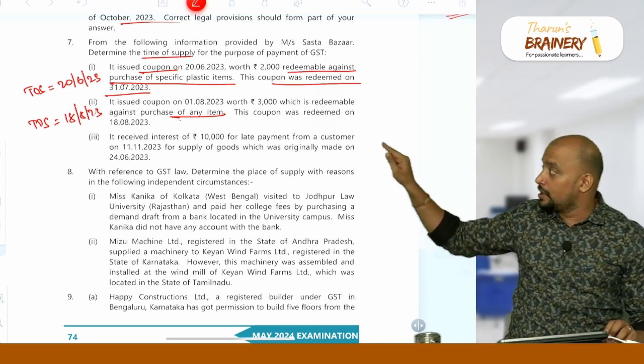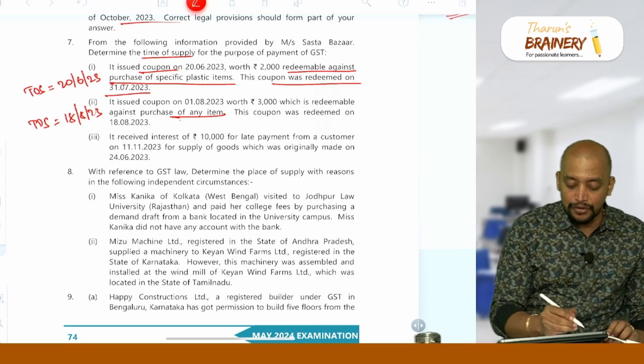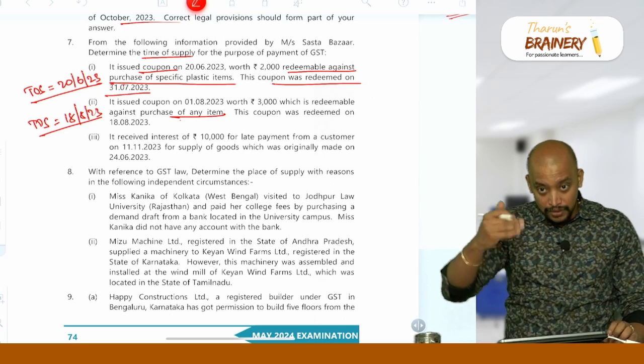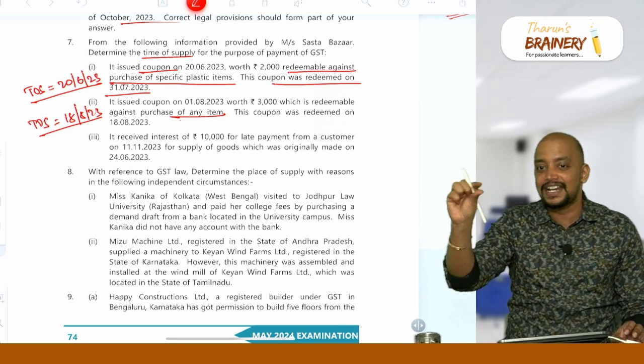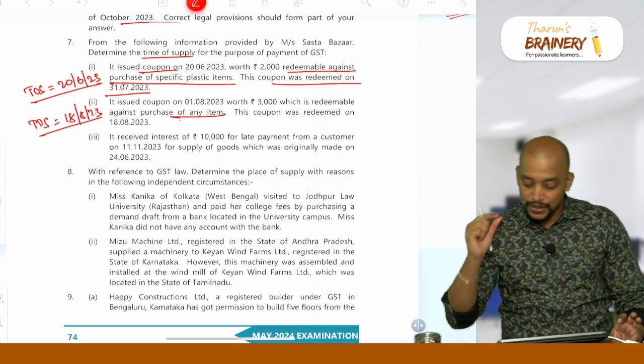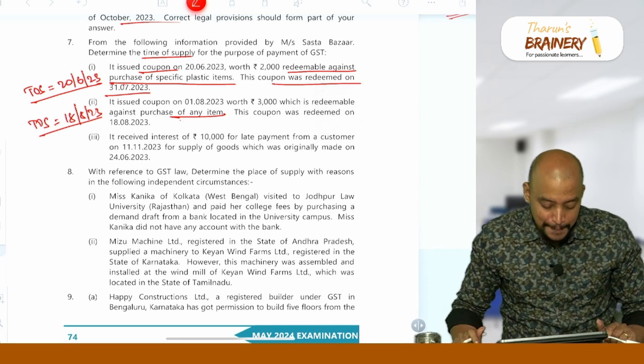If you write only the time of supply, like how I am writing, you will not get even 1 mark, okay. You need to write the details, okay. They don't need a summary, they don't need a final answer, they need explanation, okay. So you have to write. Then next, second one, third one.